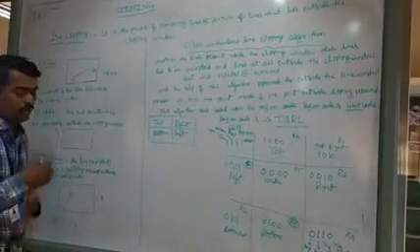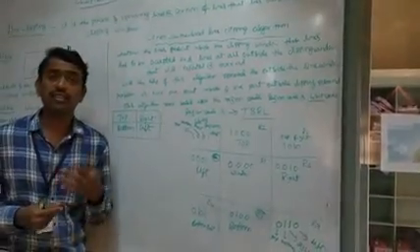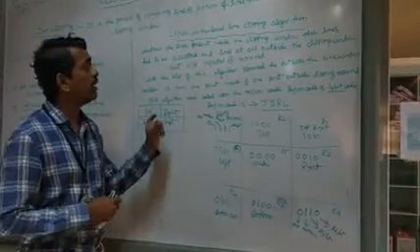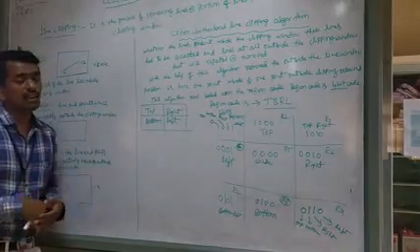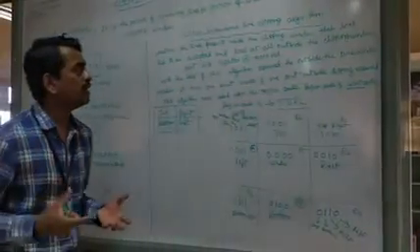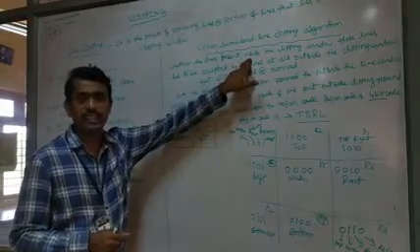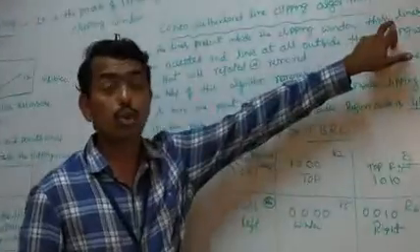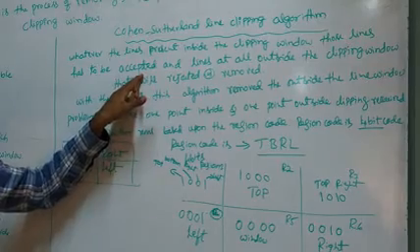Today's very important algorithm is the Cohen-Sutherland line clipping algorithm. What is the process in line clipping? In the Cohen-Sutherland line clipping algorithm, whatever lines are present inside the clipping window have to be accepted.